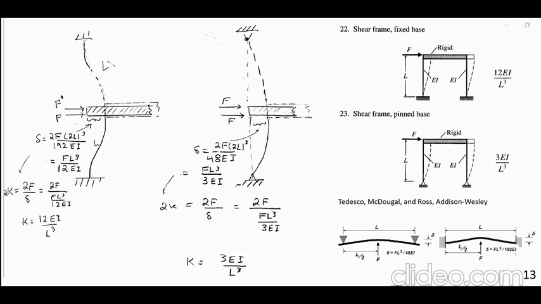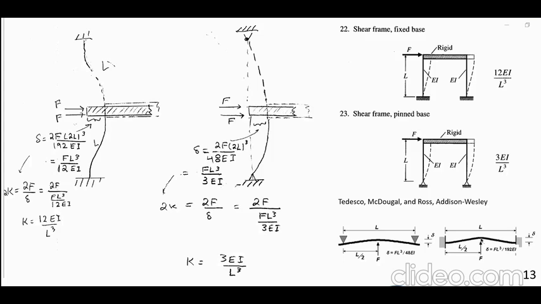So 2F, and a length of 2L, 2F and a length of 2L allows you to use this formula down here, right there. So 192 in the bottom, okay? 192 in the bottom. Just look at this thing, okay?